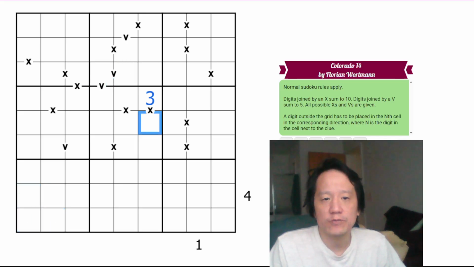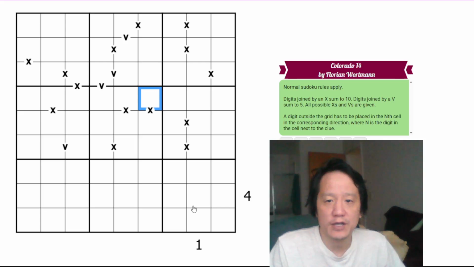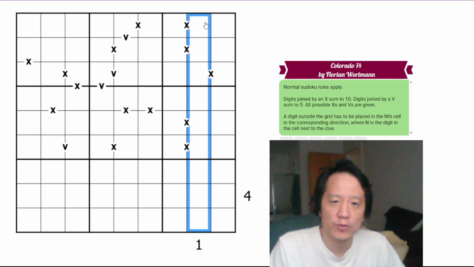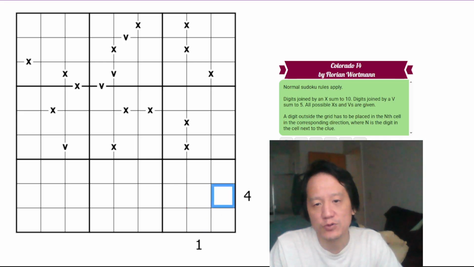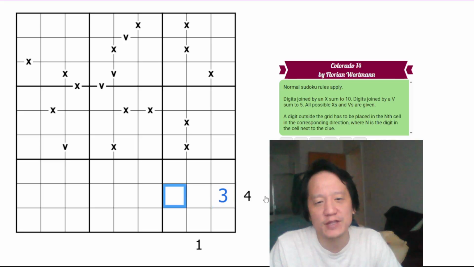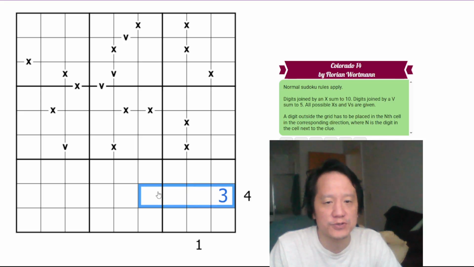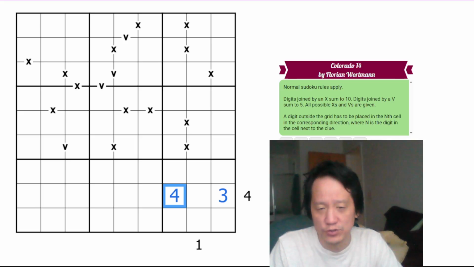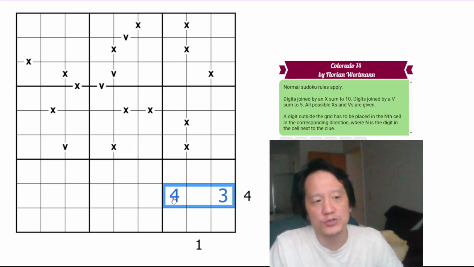And then finally, we have a digit outside the grid that has to be placed in the nth cell in the corresponding direction, where n is the digit in the cell next to the clue. So, for example, if there was a 3 there, that would mean that the 4 would have to be in the third cell in this direction. So 4 would have to be there if that were the case. And these are number rooms clues. Those are all the rules.